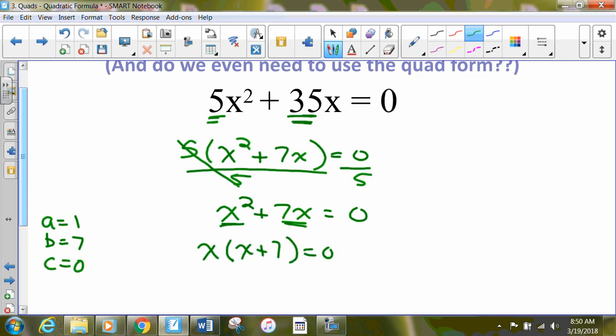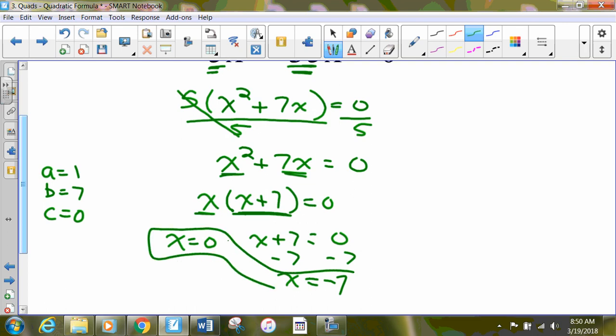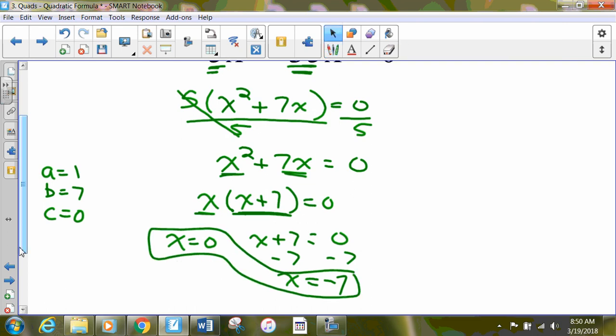And then we get to use our multiplicative property of 0 that says when something times something equals 0, either one of the factors will equal 0. And we will get x equals 0 or x equals negative 7. So I know this was about using the quad formula.